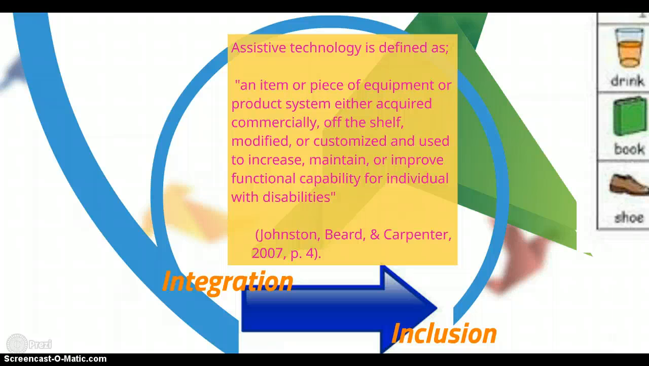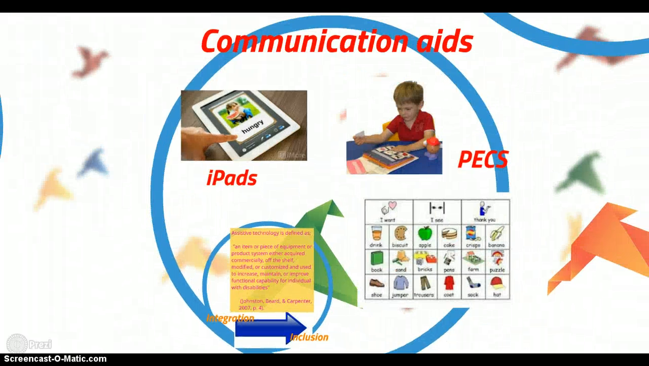There are many different types of technology that can promote an inclusive classroom and help children move from integration to inclusion. Assistive technology is defined as an item or piece of equipment or product system, either acquired commercially off the shelf, modified or customised, and used to increase, maintain or improve functional capability for an individual with disabilities. Rees describes the many positives to using an iPad instead of a desktop computer. He suggests they are beneficial because they are motivating, provide sensory experiences, engage pupils for longer, and can be used when pupils have limited movement.